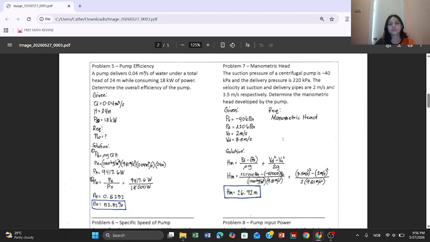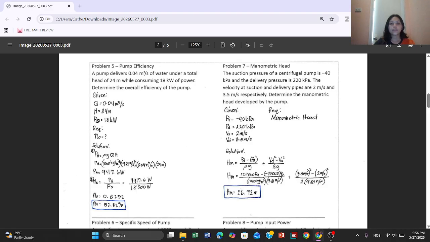Next, for problem number 7, is all about manometric head. So the suction pressure of a centrifugal pump is negative 40 kPa, and the delivery pressure is 220 kPa. The velocity at suction and delivery pipes are 2 meter per second and 3.5 meter per second respectively. Determine the manometric head developed by the pump.